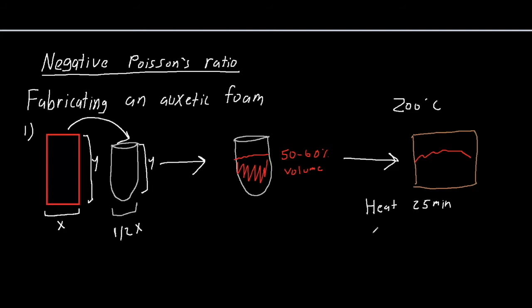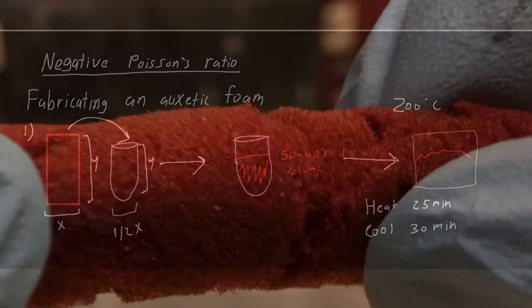So after you heat it for 25 minutes, you're going to take it out and let it cool. Going to let it cool while still inside the glass tube for 30 minutes. And this gives the foam time to set after being heated like that. And after 30 minutes, you're basically done, and you can take the foam out of the tube and you'll have your auxetic foam. And we can look at an example of what the foam will look like in this clip right now.